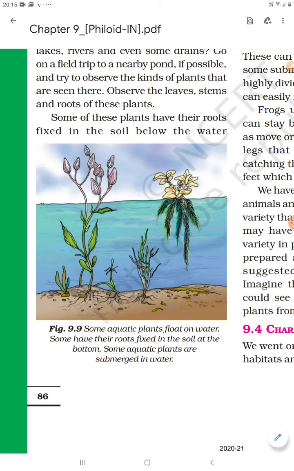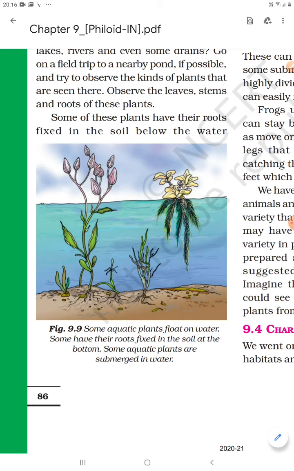I will take one example, the frog. You will learn about this frog. It lives usually in ponds. A frog can stay both inside the water as well as move on land. They have strong back legs that help them in leaping and catching their prey. Prey, now you understand about prey. They have webbed feet which help them swim in water. So this is a very important thing about the frog. A frog can survive in water and on land.